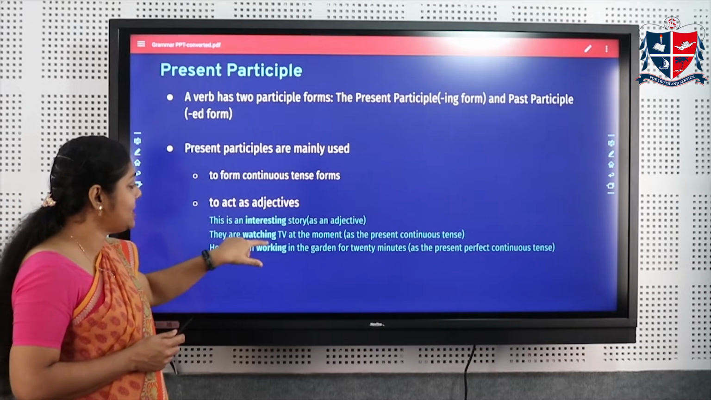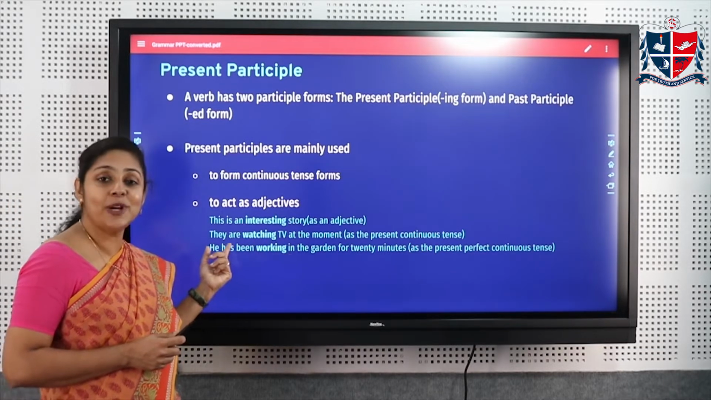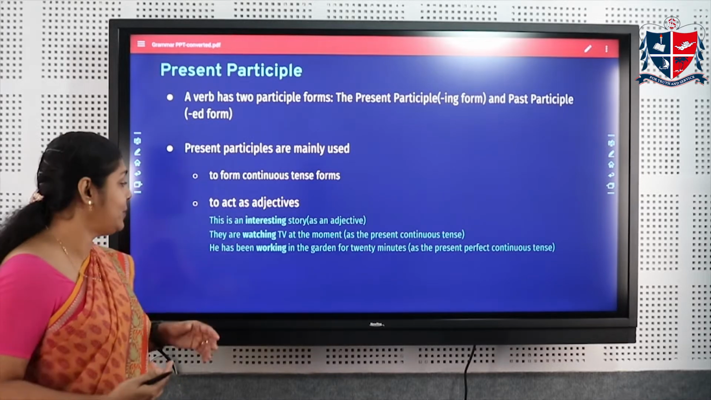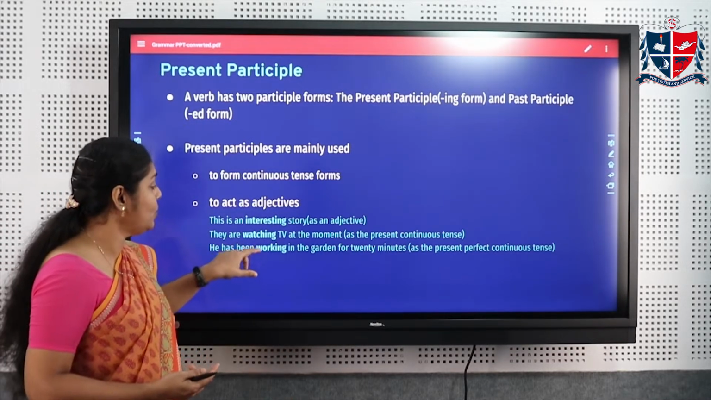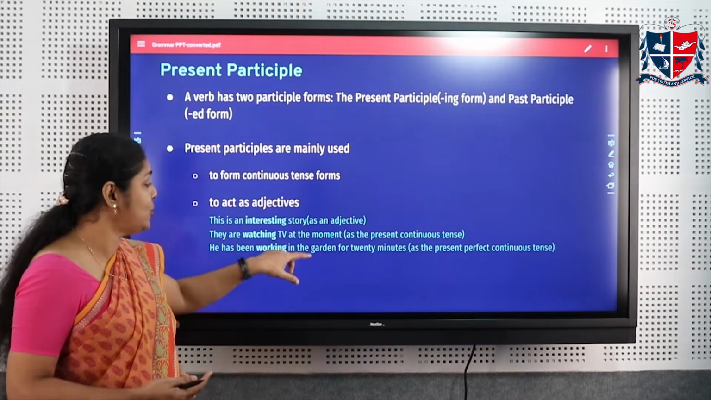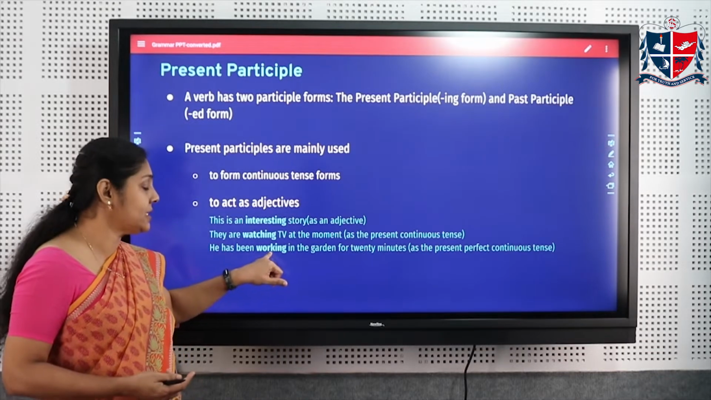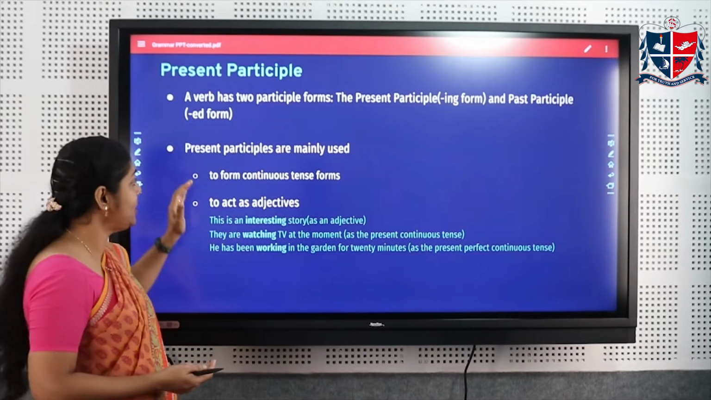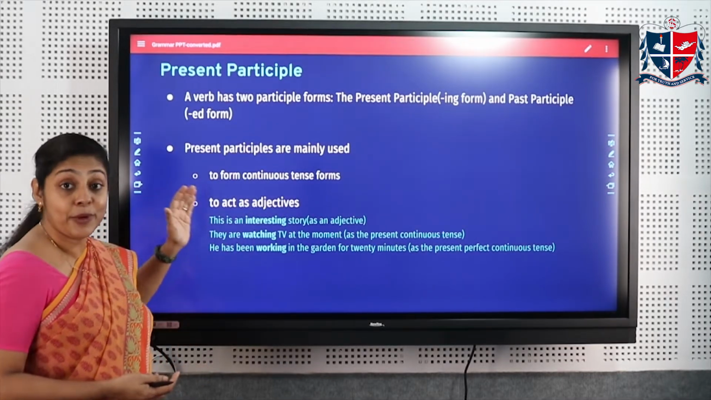Look at this. They are watching TV at the moment. This is a present continuous form. It shows something that is going on at the present moment. He has been working in the garden for 20 minutes. Has been working. This is again the present perfect continuous form. So these are the functions of the present participle.